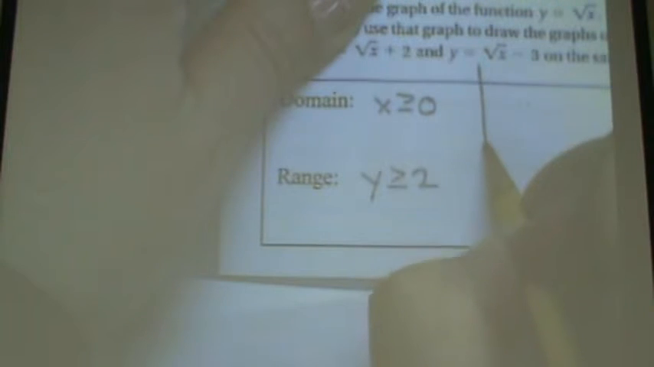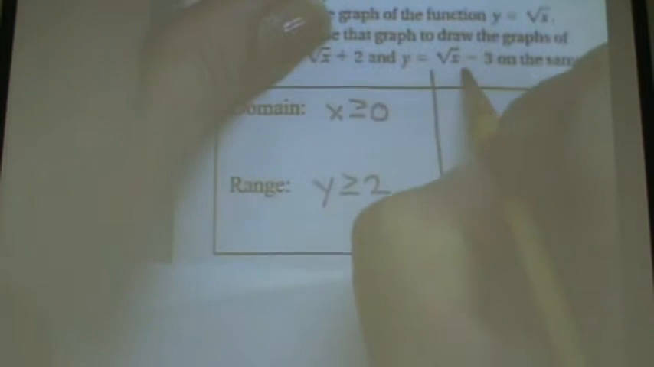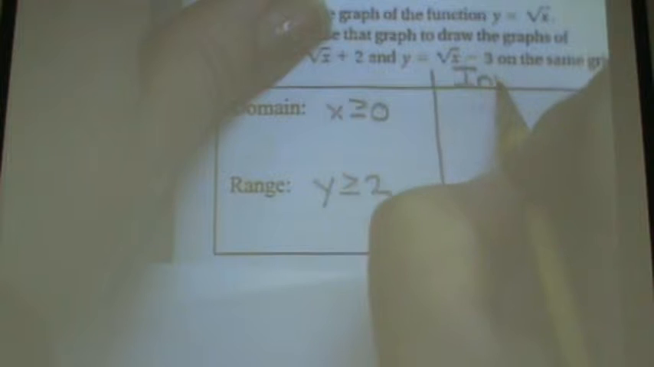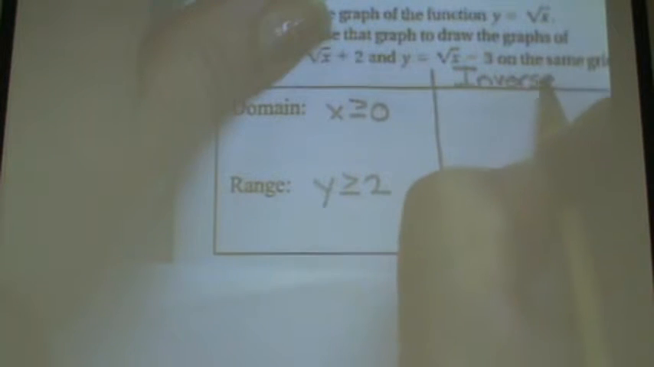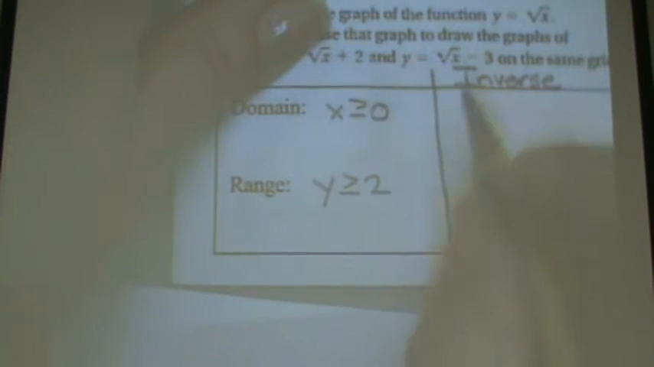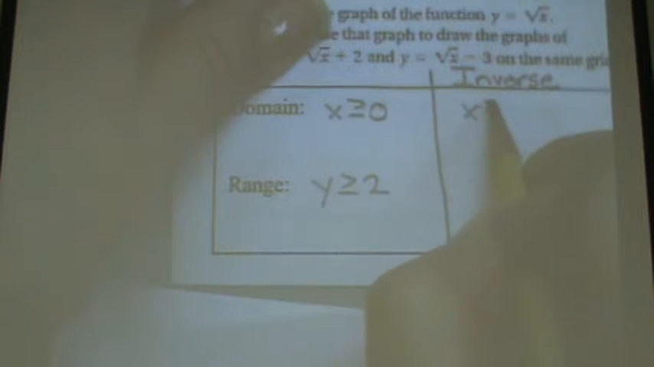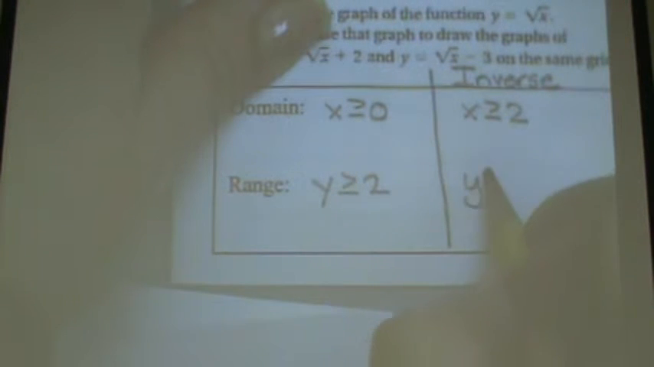Good job. Now, just draw a line right here. Like I said, I'm combining these 2 sections. What would the inverse of these 2 be? What would you write? X is greater than or equal to 2, and y is greater than or equal to 0. Yep. Did everybody understand that? These get switched like that.